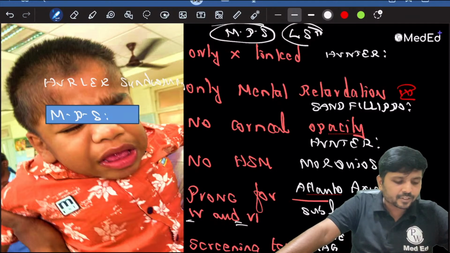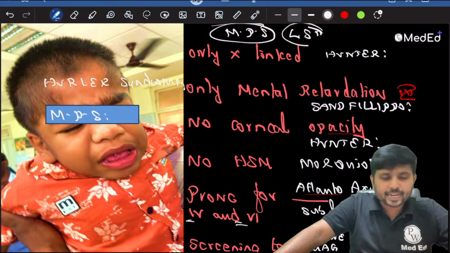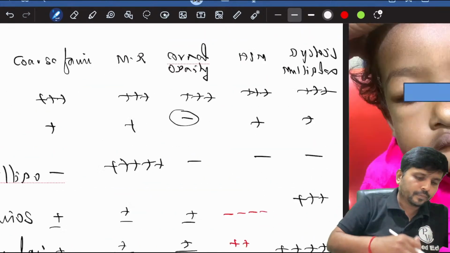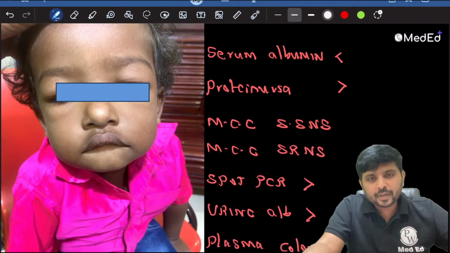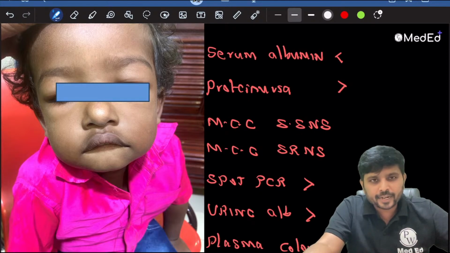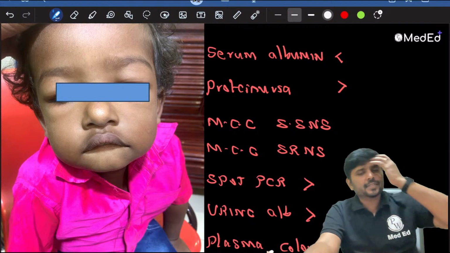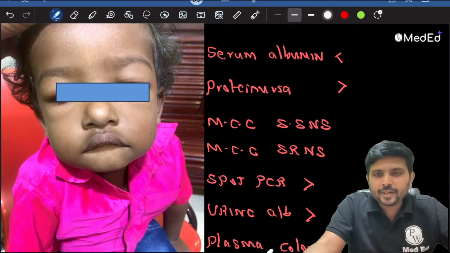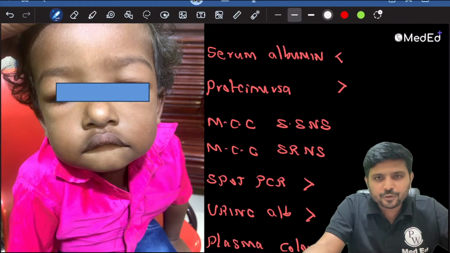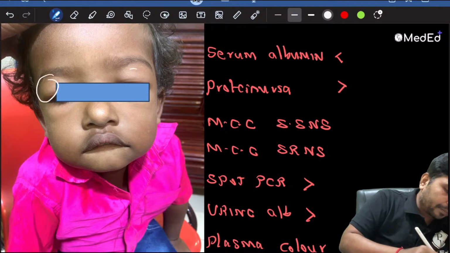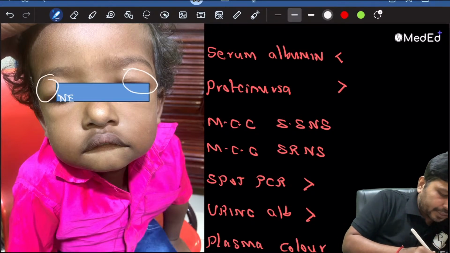Yes, this is with respect to mucopolysaccharidosis. Coarse facial features. Right. Periorbital puffiness. What should be the answer, my dear boys and girls? Periorbital puffiness with reduced urine output. What should be the answer? Yes, you are correct. It should be nephrotic. Look at this. Periorbital puffiness. Then it is nephrotic syndrome.